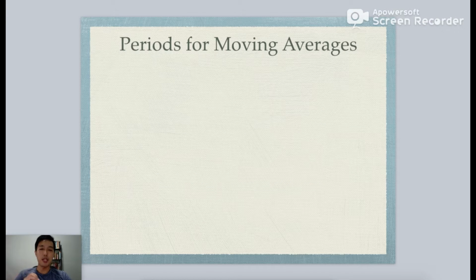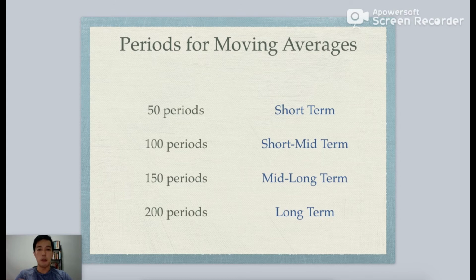The periods I mentioned earlier really depend on how you want to use them. There are quite a number of periods that can be used, but the more common ones are these four: the 50-day, 100-day, 150-day and 200-day periods. Generally, the smaller numbers are used for the shorter term, all the way to the larger numbers for the longer term.